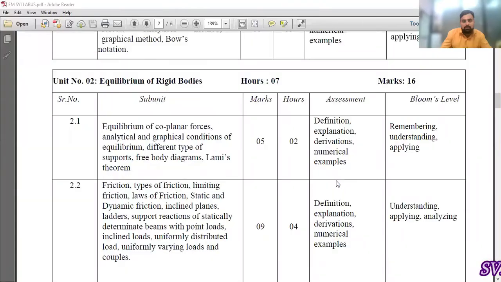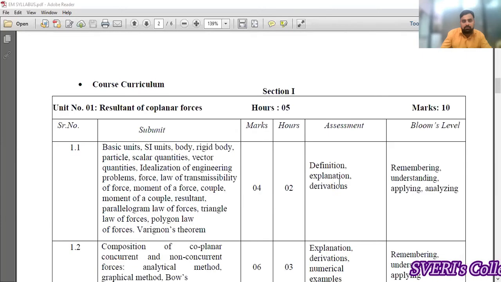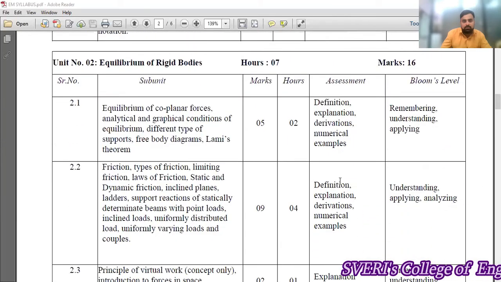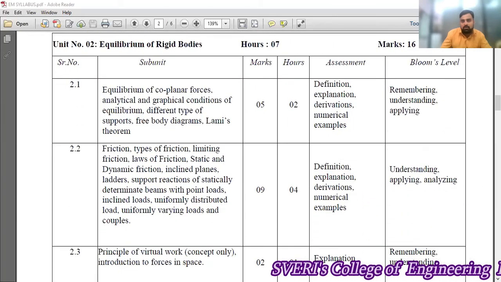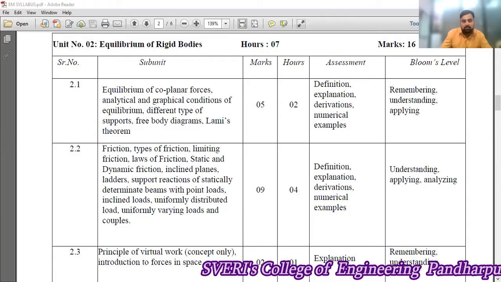So here now we will start. It's open? Just a minute.